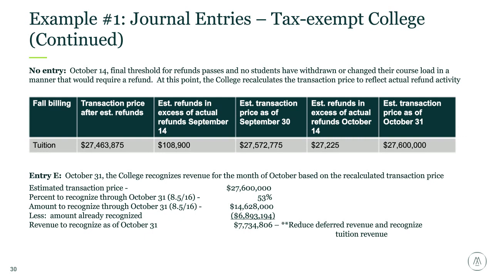Based on the new transaction price as of October 31st, the college recognizes revenue for the month of October. Again, at this point, 8.5 weeks of the total 16-week semester have passed. Therefore, 53% of the new transaction price is recognized, less the amount already recognized, and the remaining amount is recognized as a reduction to deferred revenue, and at that point, you do recognize tuition revenue.